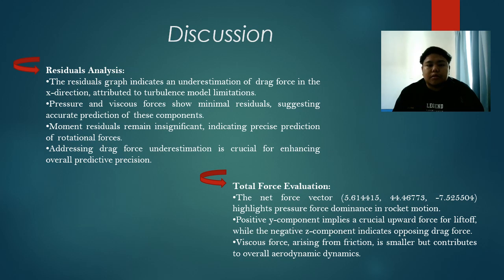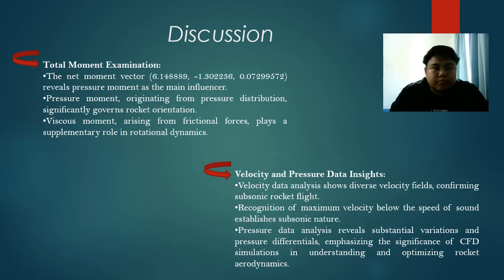And the viscous force arising from the friction is smaller but contributes to the overall aerodynamics. For the net force vector, it highlights the pressure's dominance on rocket motion. On total moment analysis, the pressure moment originating from the pressure distribution significantly governs rocket orientation. Viscous moment arising from the friction force plays a supplementary role in rotation dynamics.